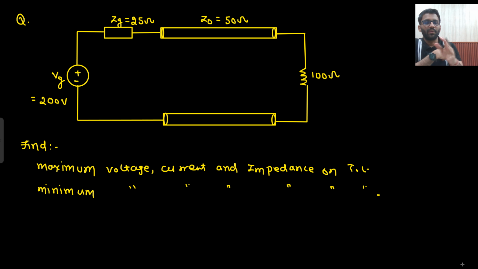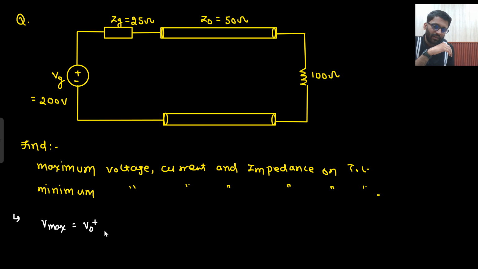Okay. Now let's solve the next question, and this you can do on your own. Try doing it on your own. You need to find maximum voltage, current and impedance on transmission line. Along with that, you need to find minimum voltage, current and impedance on transmission line. Which concept you will use here? You will use the concept of standing wave, right? Because what will be your maximum voltage? Your maximum voltage will be your Vmax. What will be your Vmax?